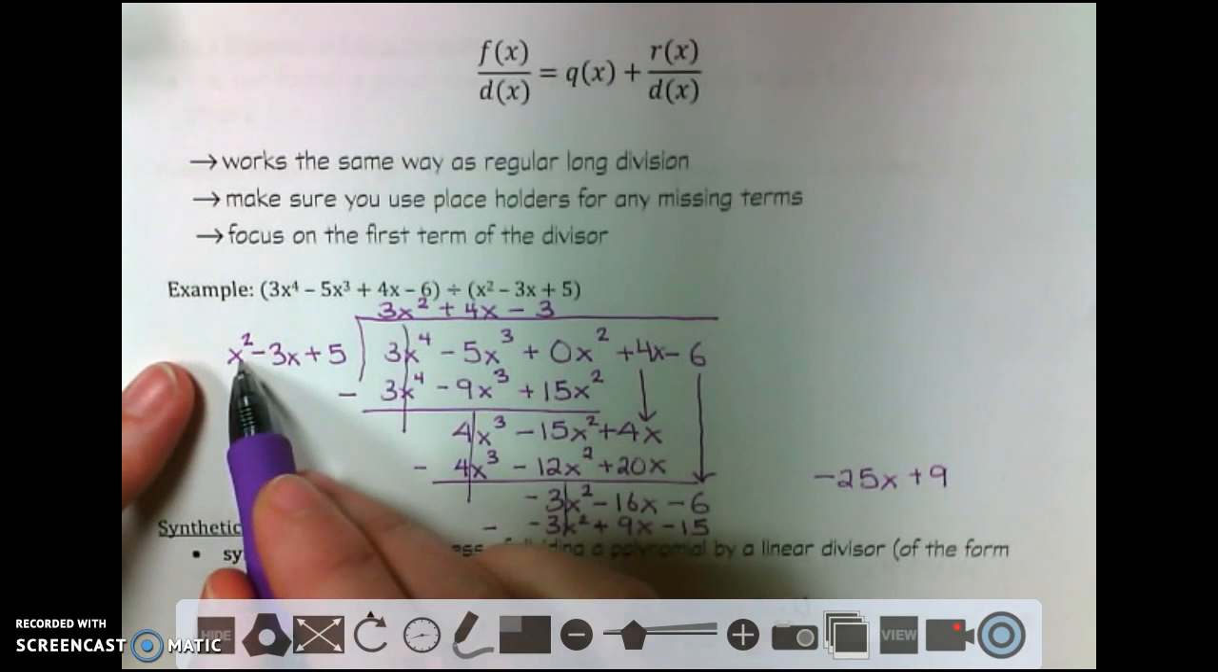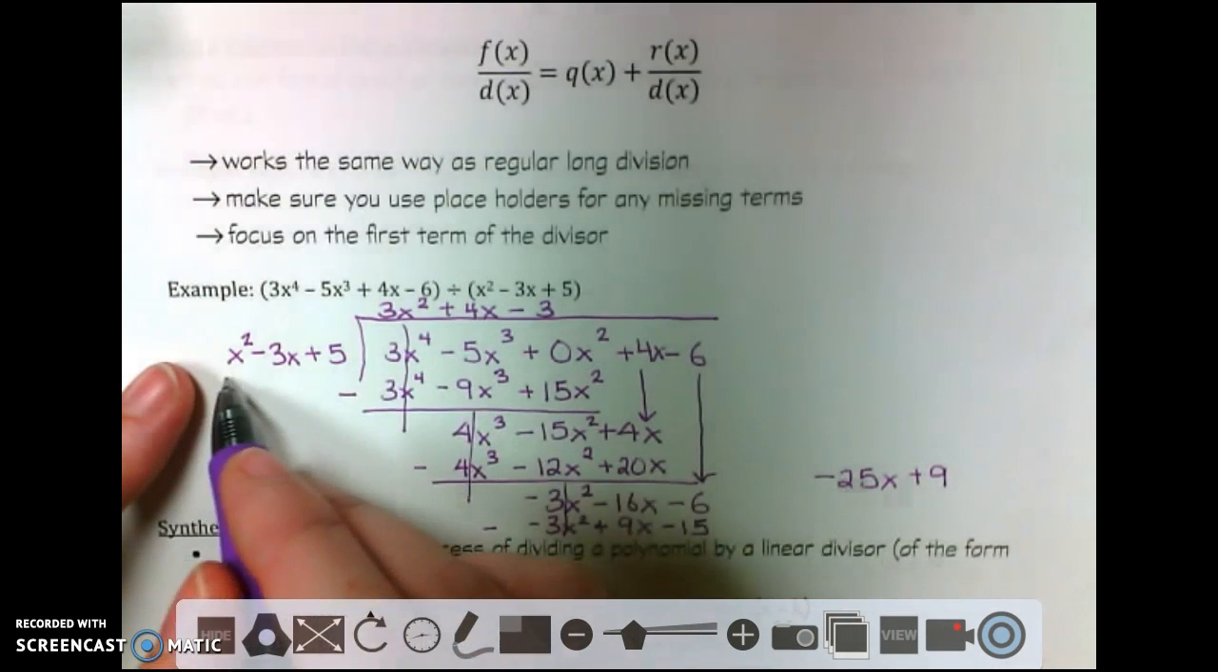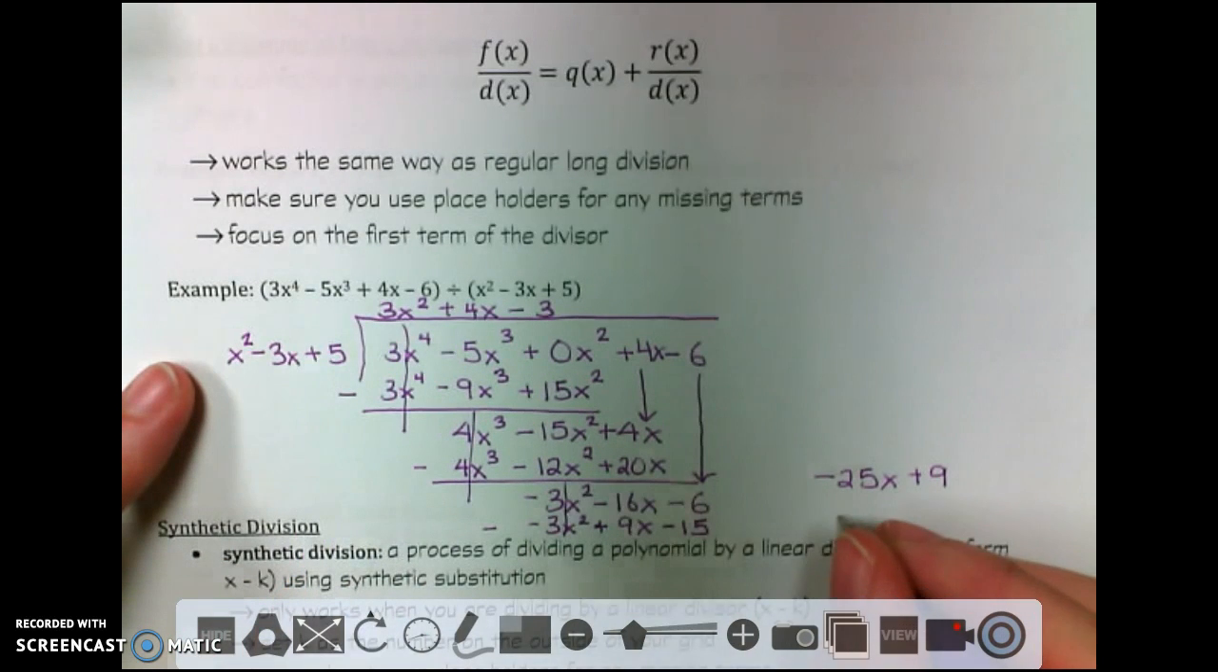Now, x squared will not go into negative 25x. So that's how I know I'm done. I cannot divide this term by that term. So this is my remainder.